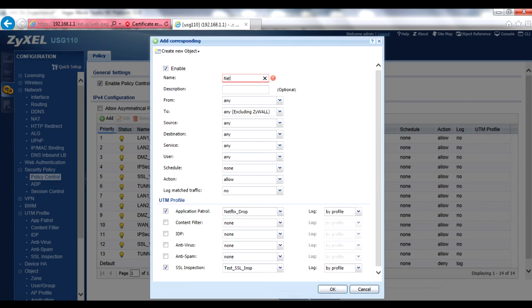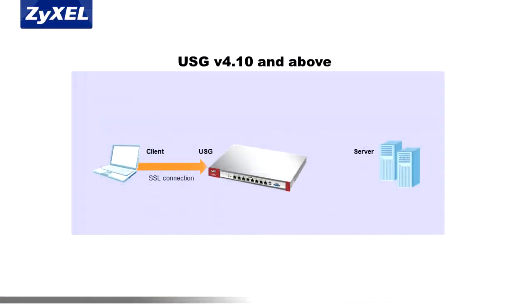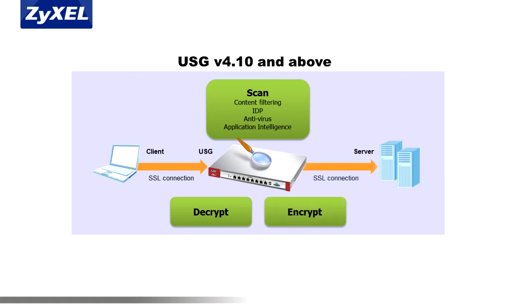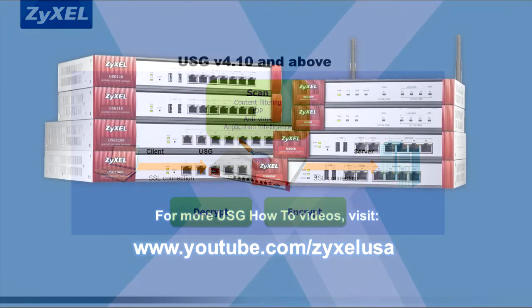SSL inspection, like most UTM policies, should be applied on policies from a local interface, like LAN, LAN2, WLAN, or the DMZ, to the WAN, to prevent outbound connections from occurring without proper inspection. Once in place, UTM features such as content filtering should work, even on HTTPS and other secured connections, as USG decrypts, inspects, and either re-encrypts or drops traffic before it goes out to the internet.